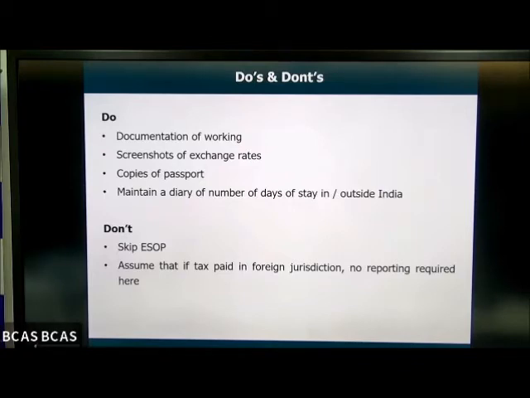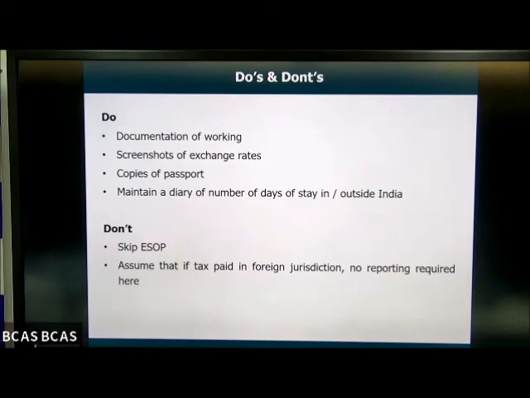This has become extremely important because wherever the summons have been issued by the department, they are asking for copies of all the pages of the passport, and they are matching each and every date of arrival into India and departure from India with the data given by the concerned taxpayer. So it would therefore be very, very critical to keep the copies of the passport, and also a diary or a chart containing the number of days of stay in India and outside India.